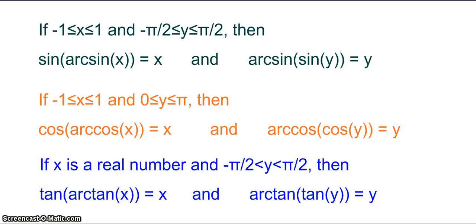So here's a summary of that. If x is between negative 1 and 1, and y is between negative pi halves and pi halves, then the sine of the arcsine of x is x, and the arcsine of the sine of y is y. If x is between negative 1 and 1 and y is between 0 and pi, then the cosine of the arccosine of x is x, and the arccosine of the cosine of y is y. If x is a real number and y is between negative pi halves and pi halves, then the tangent of the arctangent of x is x, and the arctangent of the tangent of y is y.